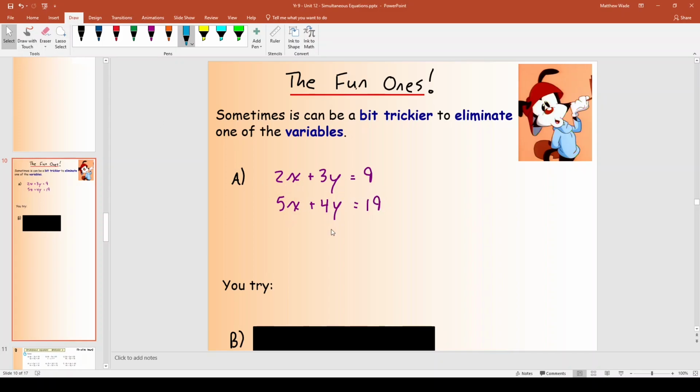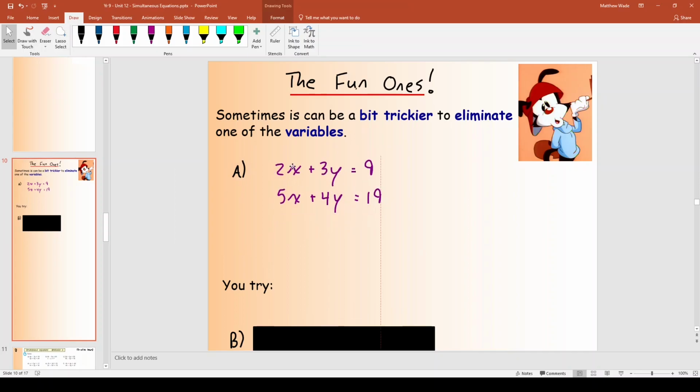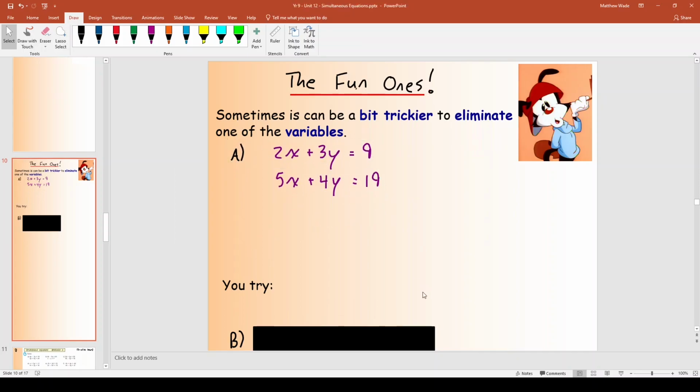Well, yeah, the difference, if you spotted it, is that you cannot subtract them or add them to each other and make one of the variables disappear. So in this first one here, buddies, if I added them, on the left-hand side only, I'd get 7x plus 7y, and that hasn't got rid of either of the two letters, has it? When I added them, it didn't work. If I took them away, I'd get minus 3x, and I'd get minus 1y. So there's still x and y in both.